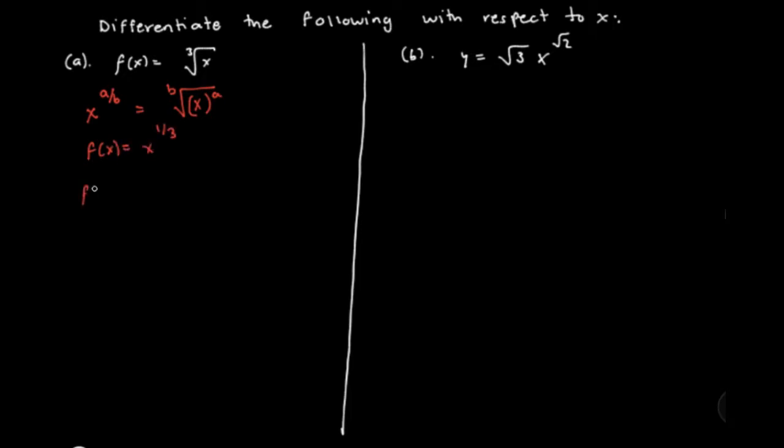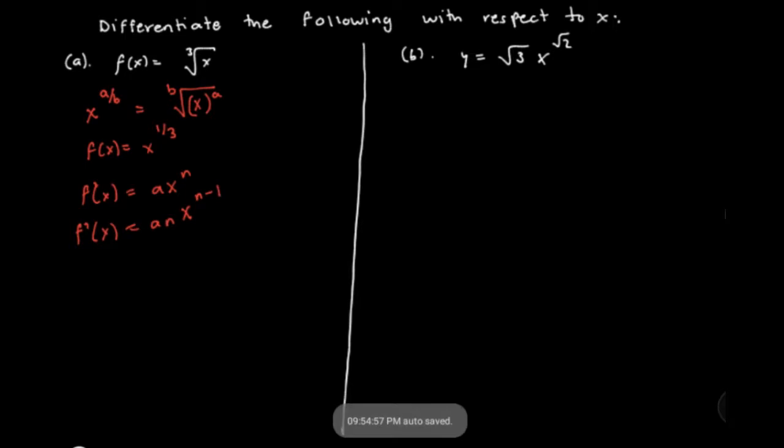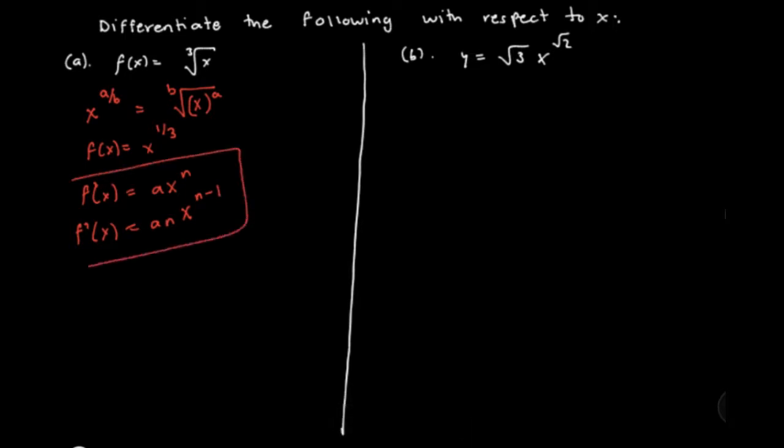Then using the power rule, we know that if f of x is equal to a x to the power n, f prime of x is equal to a times n x to the power n minus 1. So using this notion, f prime of x is equal to 1/3 x to the power 1/3 minus 1, which is negative 2/3. Okay, if you wanted to write this with purely positive exponents, you can write this as 1 over 3 x to the power 2 over 3, right? And this is perfectly fine as well. Okay, so this is your derivative. Okay, let's take a look at part B.